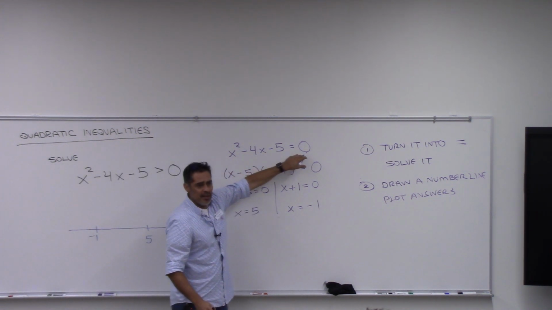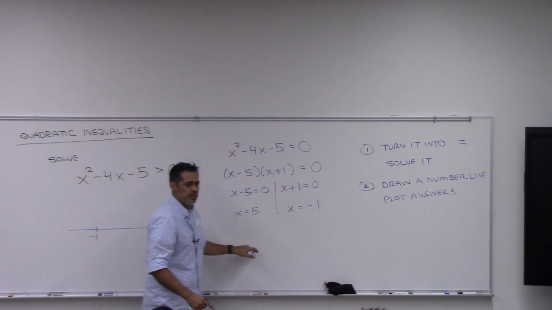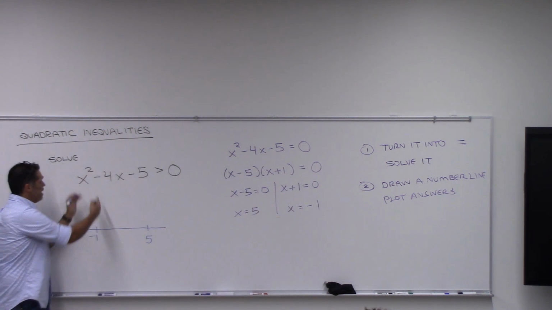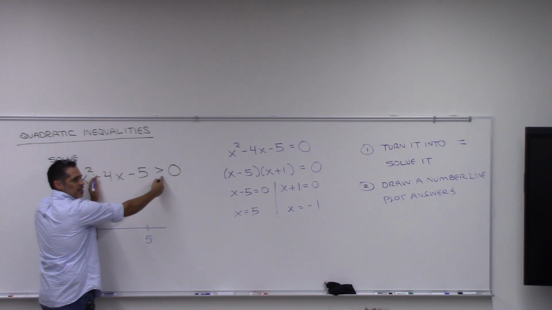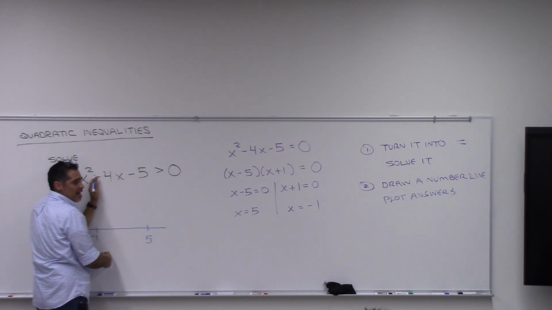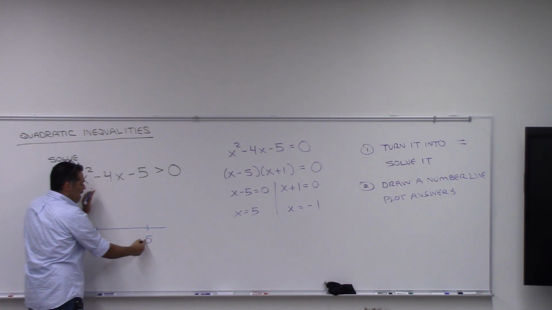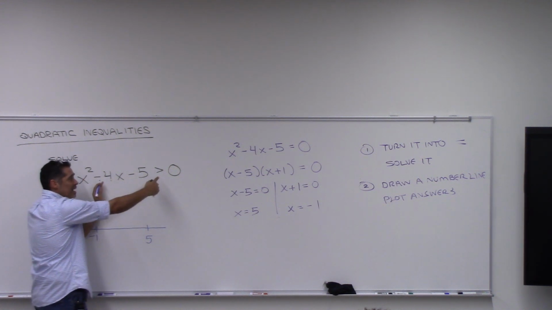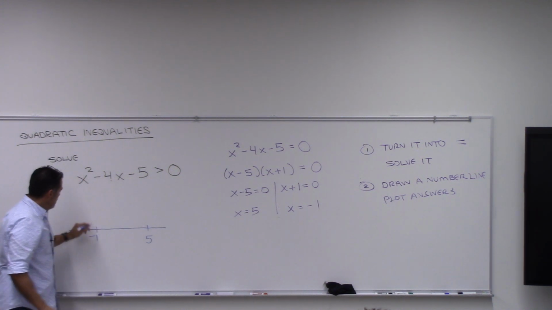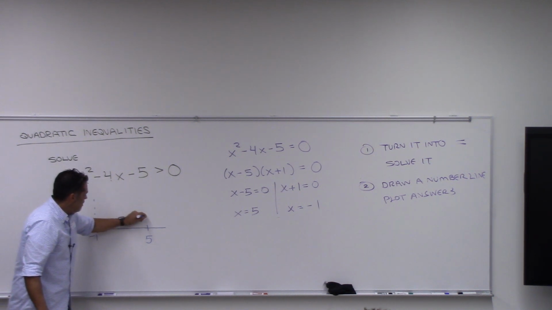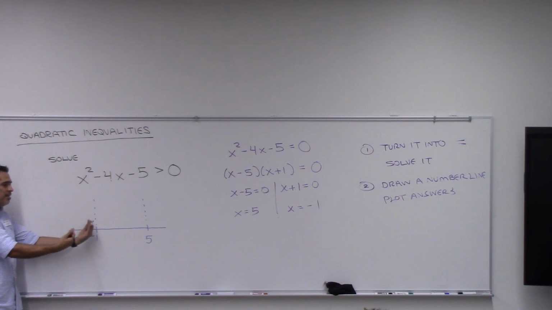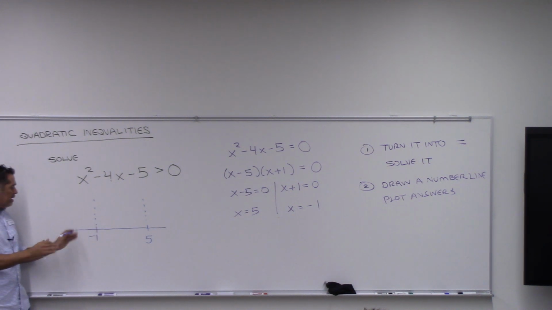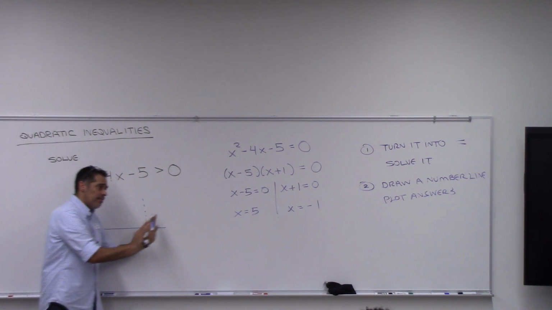That was me setting it equal to 0, right? I got these two answers. So I know that if I plug -1 into this, I get 0, and 0 is not bigger than 0. So that's not an answer. If I plug 5 into this, I get 0, and it's not an answer, correct? But we can imagine that this breaks up our number line into 3 separate regions: everything to the left of -1, everything between -1 and 5, and everything from 5 on.